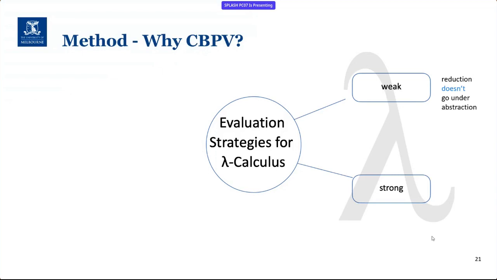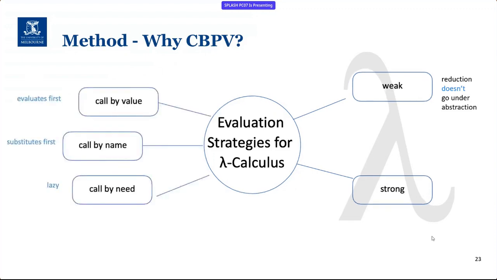So there are weak and strong lambda calculi, where in the weak ones, the reduction doesn't go under the abstraction. And we also have things like call-by-value, where the arguments are always evaluated first before a function call happens, or call-by-name, where we substitute first, which is we do the function call first before we evaluate the argument.